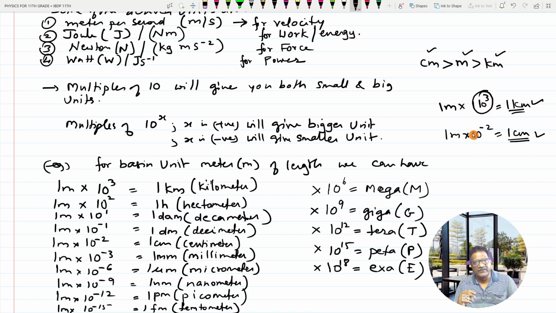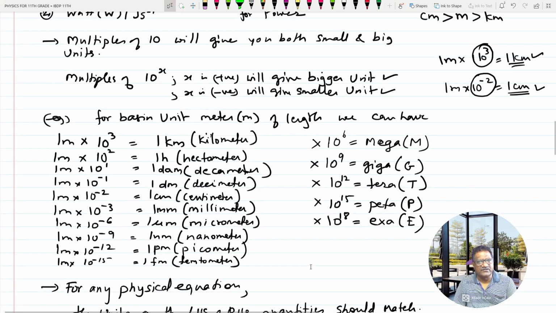And if you multiply by 10 raised to x, where x is negative, in this case minus 2, then it results in a smaller unit. So I hope you have understood what is a bigger unit and what is a smaller unit. Now here I have given you a list of all the possible bigger and smaller units of length. In the SI system, length is measured in meter.